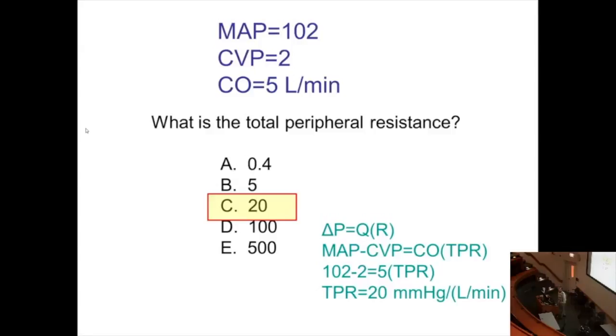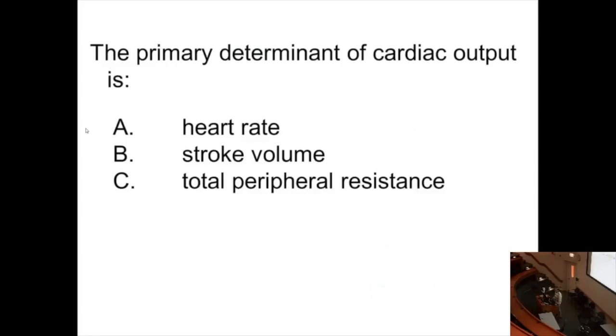We'll talk about that tomorrow in hemodynamics. And so 100 divided by 5 gives you 20, 20 millimeters of mercury per liter per minute. We will come back to that. I did not ask you to calculate it as an academic exercise.